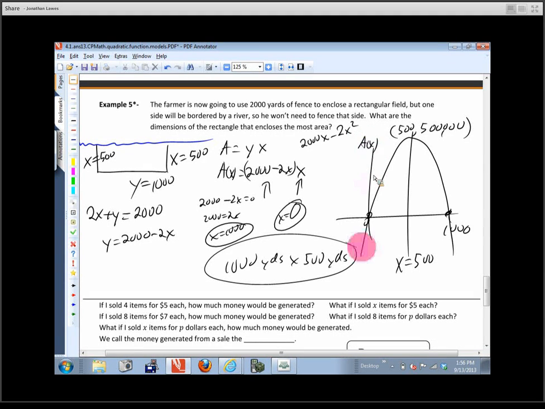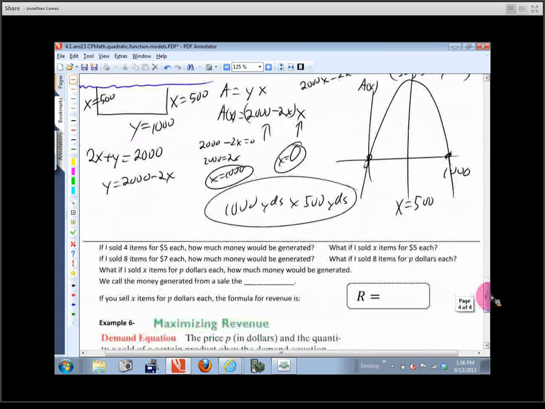Okay, here's the y-axis or the area axis. Here's the x-axis. So 500,000 square yards this time. How many was it last time? 250,000. So by not having to enclose that one side, we get to double the area with the same amount of fencing. Eliminate that one side, double the area. Okay, any questions?